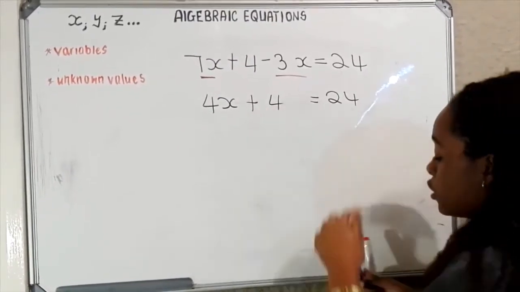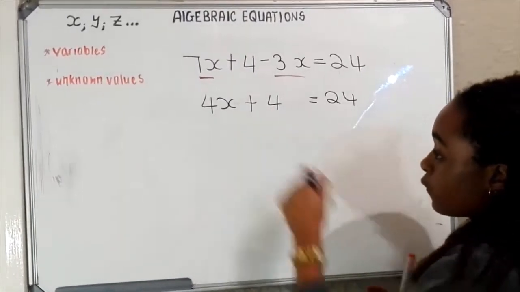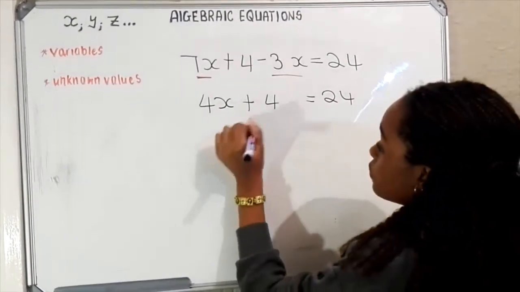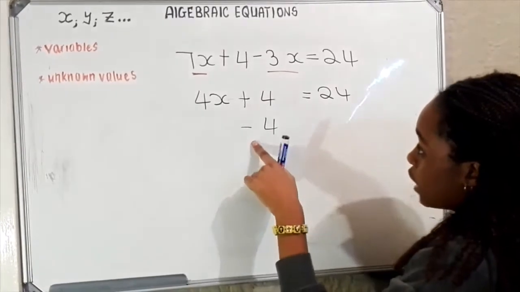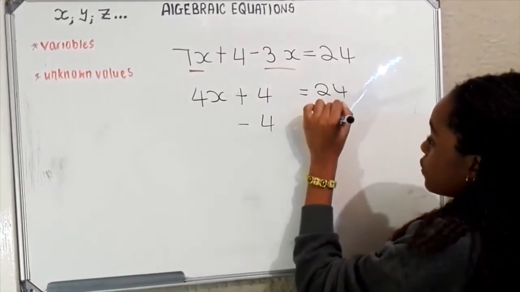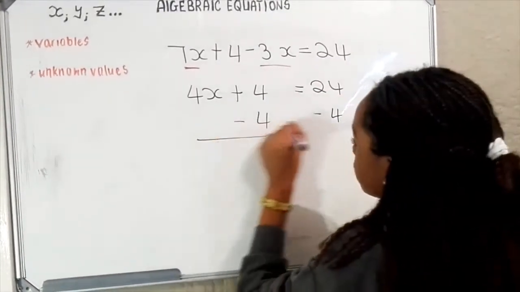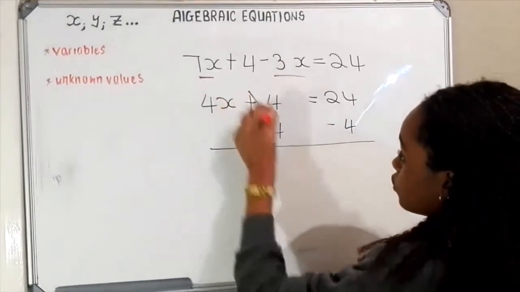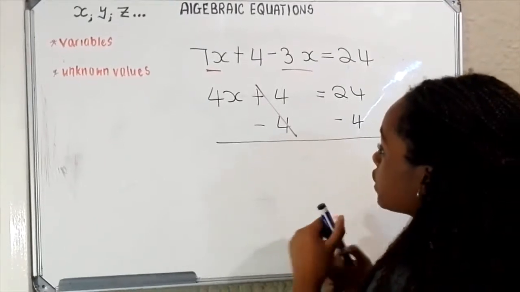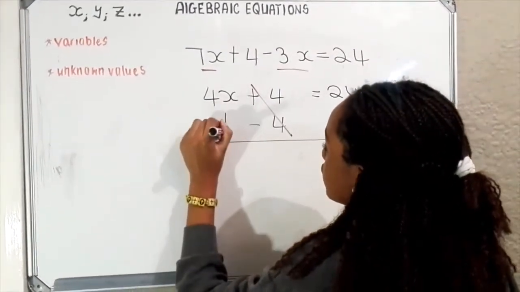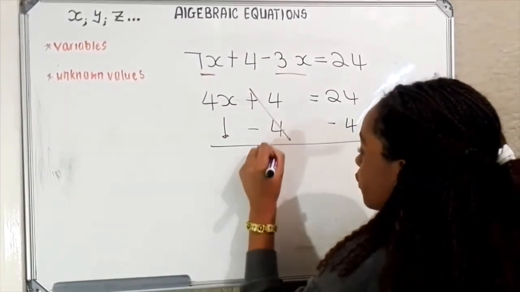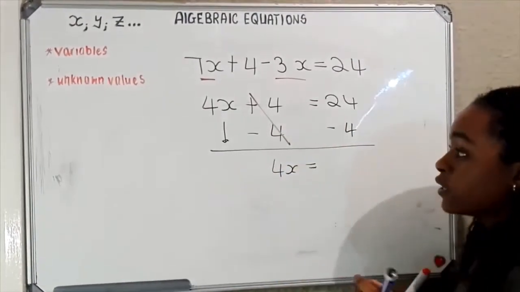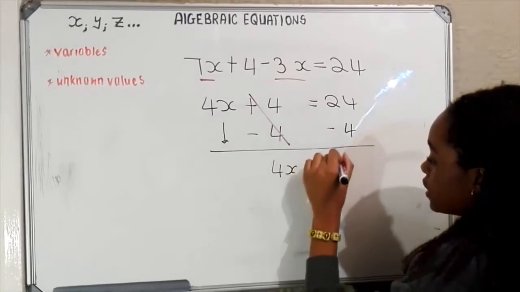So we're going to start with the constant, and it's plus 4. The inverse operation of plus is minus, so we're going to subtract by 4. Whatever you do on this side, you do on this side as well, so you're going to subtract by 4. 4 minus 4 will cancel out each other, they'll undo each other. We'll bring down 4x, and you'll have 4x over here. 24 minus 4 gives you an answer of 20.